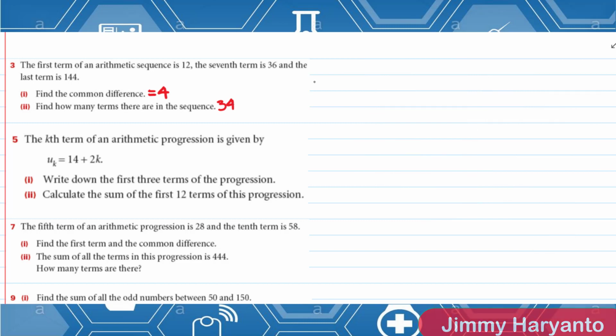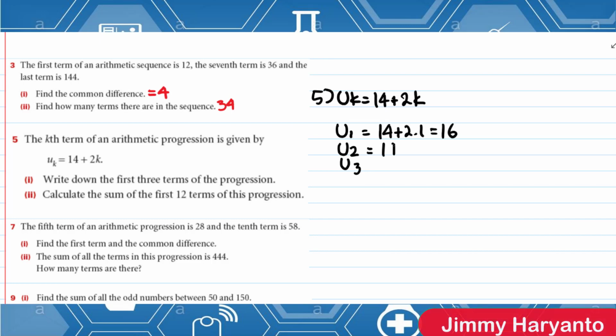Okay, next is number 5. For number 5 we have Uk. Uk is like Un, but the n is changed into k. So write down the first three terms. The question wants us to find U1, U2, and U3. Let's change the k into 1. So it will be 14 plus 2 times 1 equals 16. For the second one, 14 plus 2 times 2 equals 18. The third one will be 14 plus 2 times 3 equals 20. This one is the answer for part one.